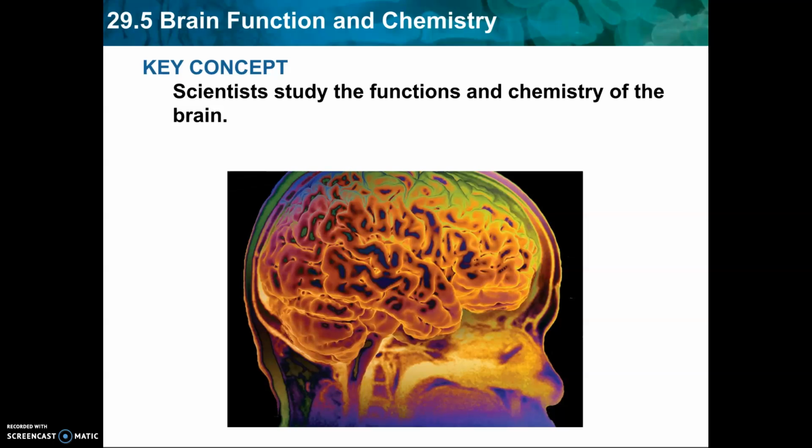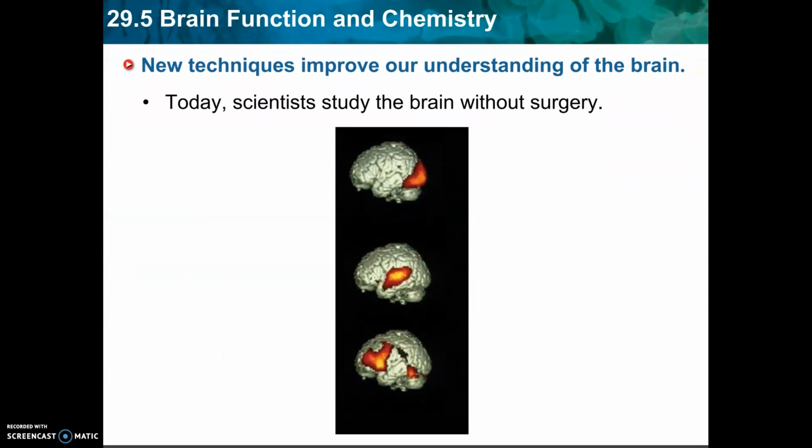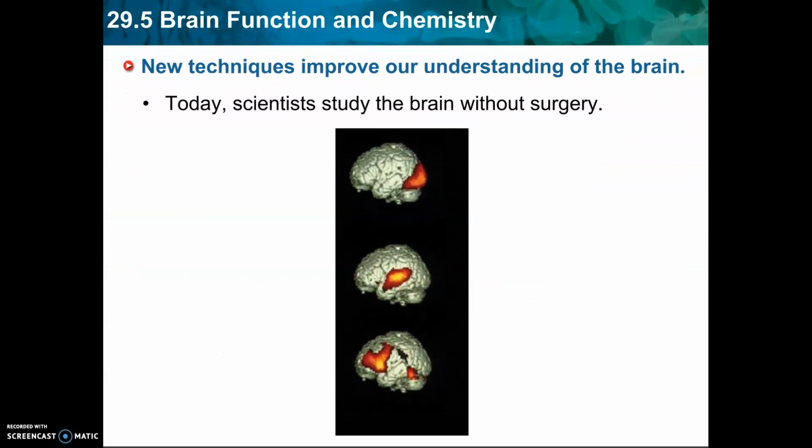Brain function and chemistry. The key concept here is that scientists study the functions and chemistry of the brain. There are new techniques to improve our understanding of the brain that have nothing to do with opening up the head. Today, scientists study the brain without surgery.